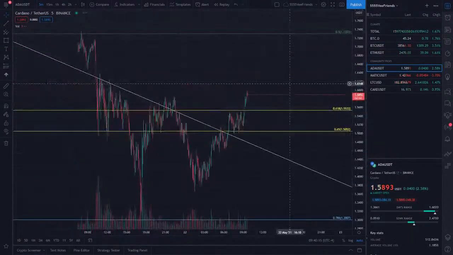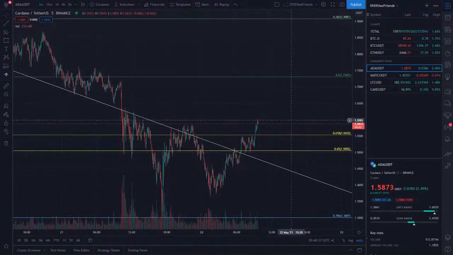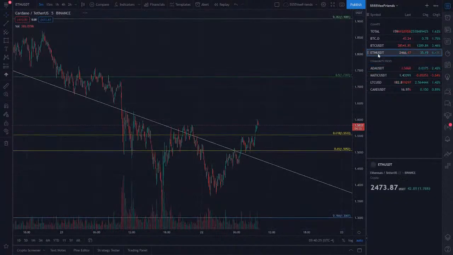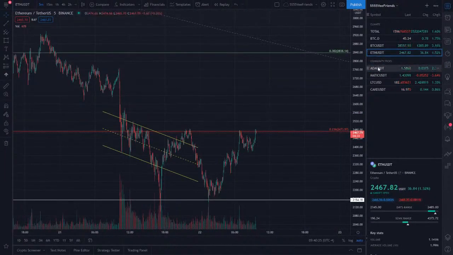Let's check our friend ADA. ADA has been doing very well. So you can see this is different. Well, similar. It's very similar. But the way that the Fibonacci's are, they're all different too. So we need to realize that as well.